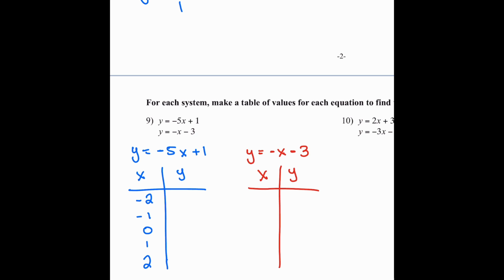So, looking at y equals -5x plus 1, I know that my y-intercept is 1. So at x equals 0, y is 1. And my slope of -5 tells me that I need to subtract 5 each time. So 1 minus 5 is -4. And -4 minus 5 is -9. And to go backwards, I need to add 5. So 1 plus 5 is 6, and 6 plus 5 is 11.